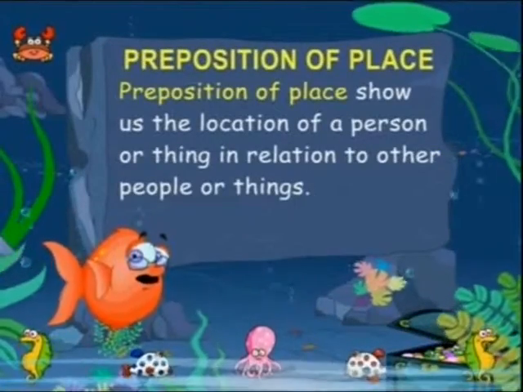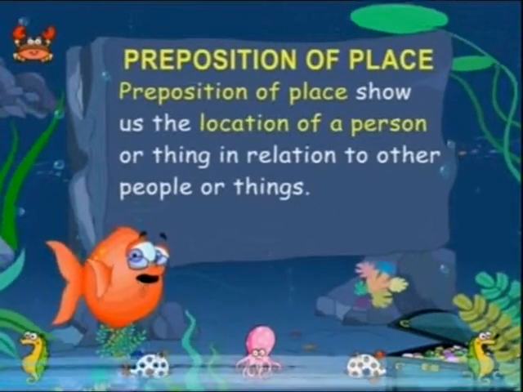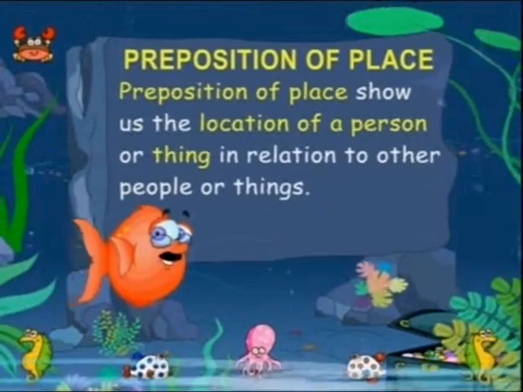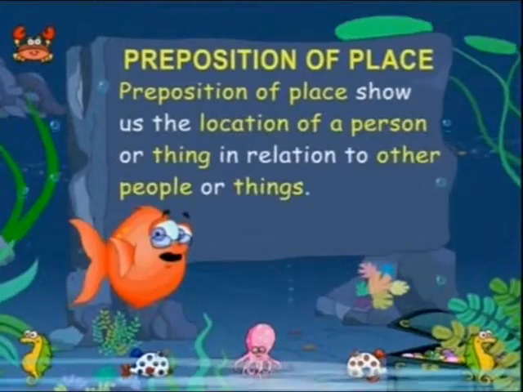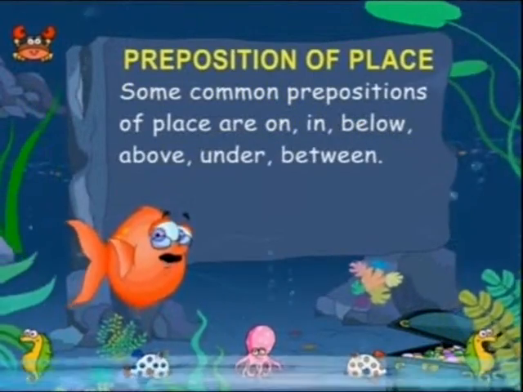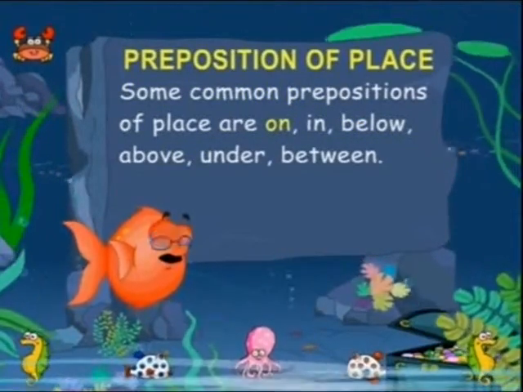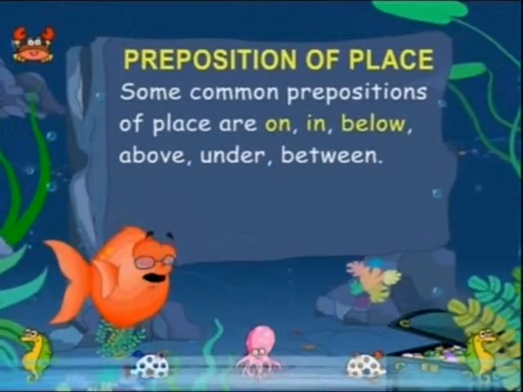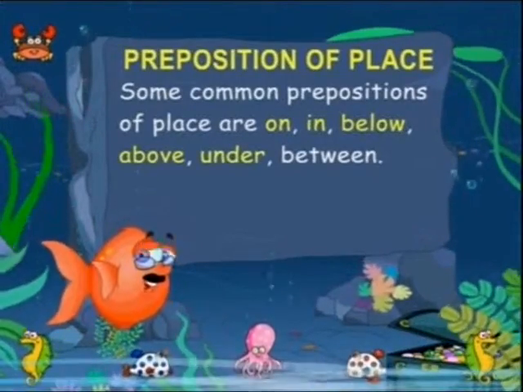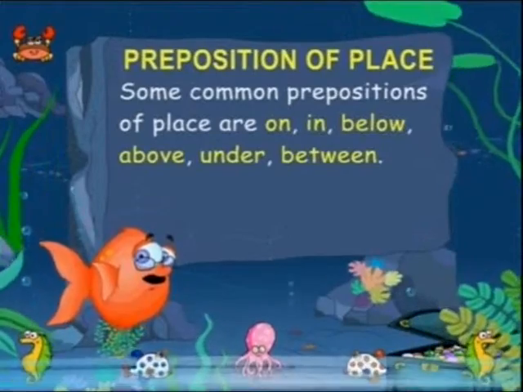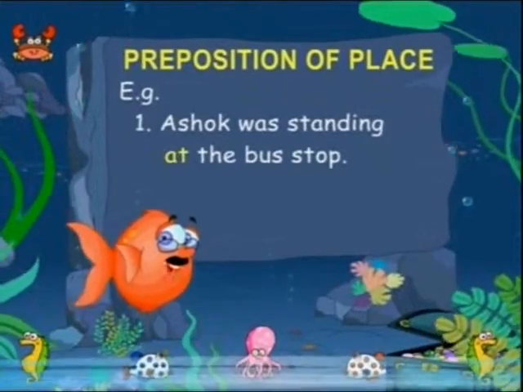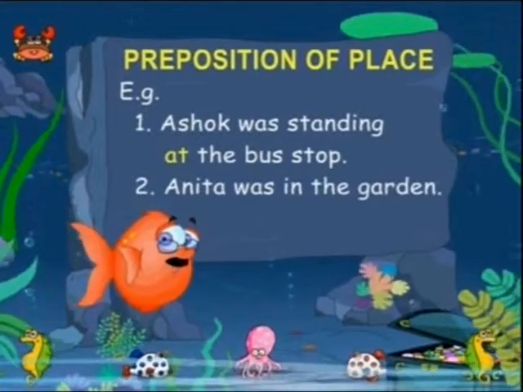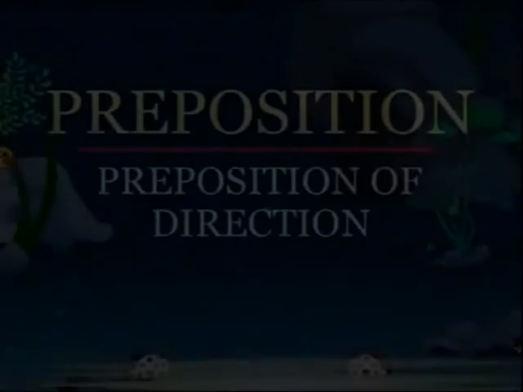Preposition of place shows us the location of a person or thing in relation to other people or things. Some common prepositions of place are on, in, below, above, under, between. Example: Ashok was standing at the bus stop. Anita was in the garden.